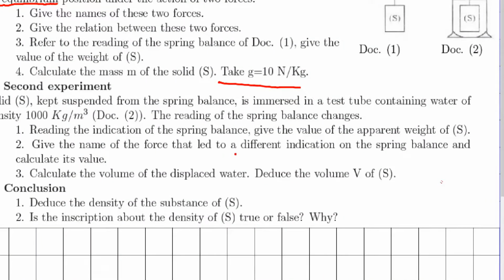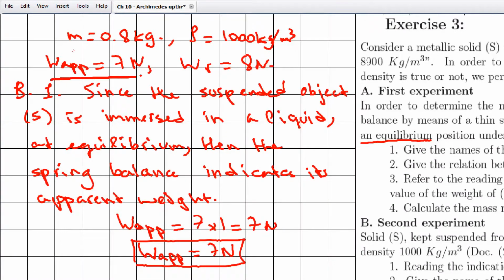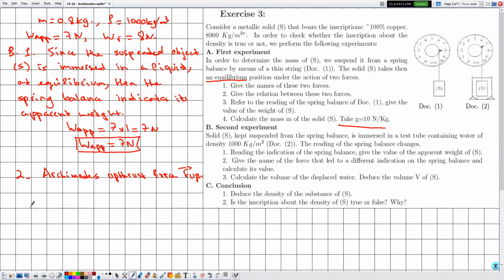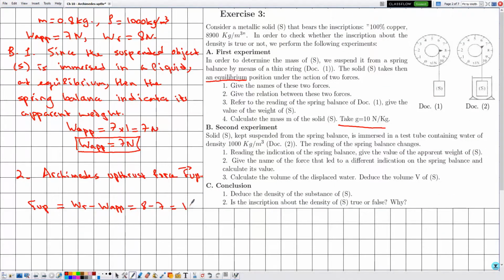In the same question they are telling me to calculate its value, knowing that we have the value of the apparent weight and the real weight. So the magnitude of F upthrust is always given by the real weight minus the apparent weight, which is 8 minus 7, equal to 1. Since both are expressed in newtons, the value of F upthrust will be in newtons. Then the value of F upthrust is equal to 1 newton.